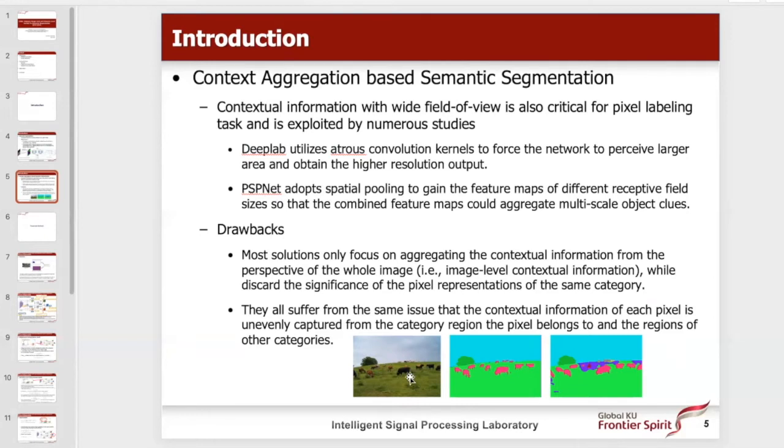Here is an example. This is the input image, and the middle one is the segmentation ground truth. And the right one is the segmentation result of a method which just considers the image level contextual information. We can see that for a small scale object, for example, this animal, maybe we will give it a wrong label because we just consider the image level information and ignore the finer details.